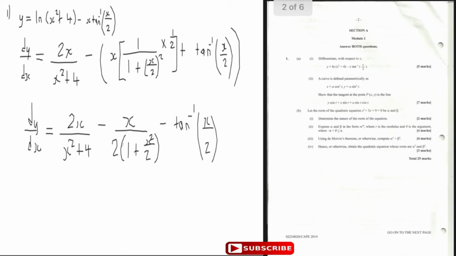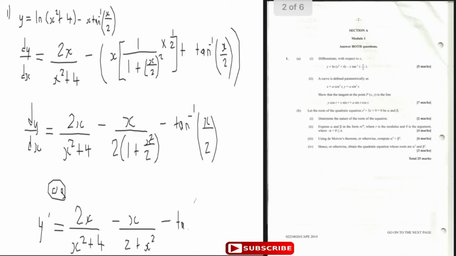You could simplify it further by multiplying through by 2 to get x over 2 plus x squared. So instead of writing it this way, I'm just showing you another way you can write it. Instead of saying dy by dx, I'm going to write y prime. You could write that y prime is equal to 2x over x squared plus 4 minus x over 2 plus x squared, minus tan inverse x over 2. This is just an alternate way you could write it. All right, nice and easy.